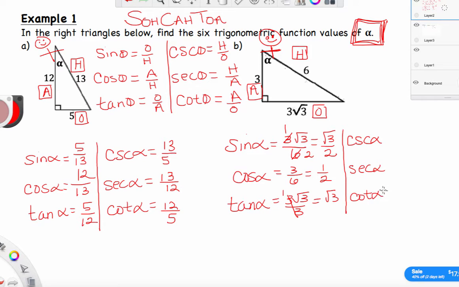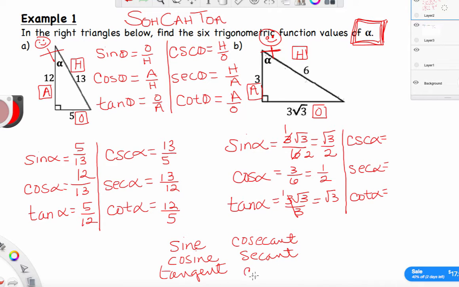Now if you weren't in class and you didn't see the full blown lesson, I just want to state that you don't pronounce this kisk or sec or cot. It's cosecant, secant, cotangent. You say the full word. And there's sine, cosine, tangent, and then cosecant, secant, and then cotangent. Just FYI.